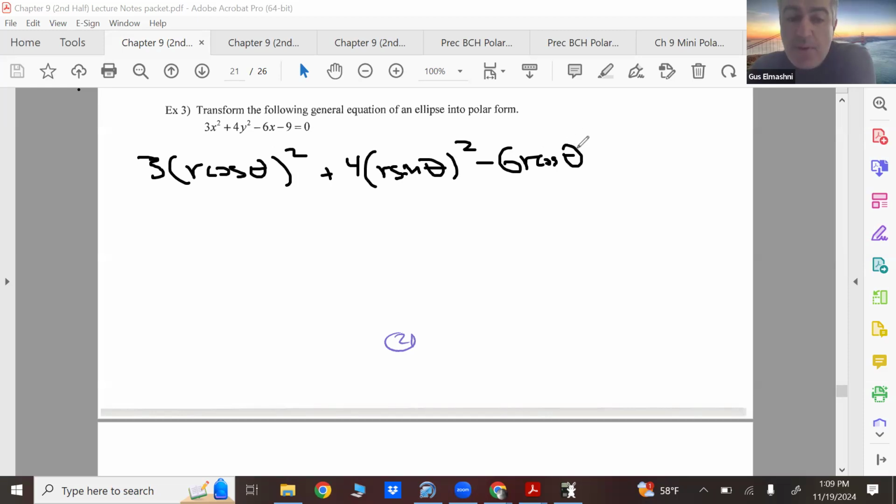We do want to get R by itself. You are correct. We do want to get R by itself. I'll move the 9 over to the other side. Are we okay with that so far? Okay. Then what I'll do is I'll actually work this out. So that's 3R squared.